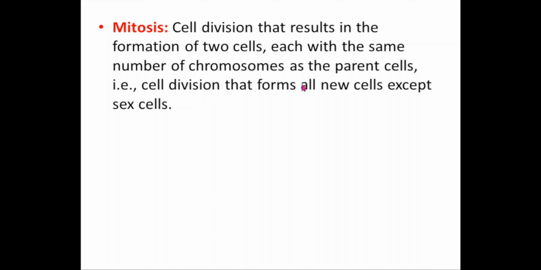Mitosis. This is the cell division that results in the formation of two cells, each with the same number of chromosomes as the parent cell. That is cell division that forms all new cells except germ cells. So through mitosis, the mother cell and the daughter cells will be identical genetically.